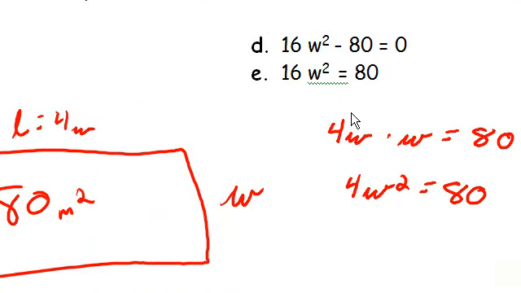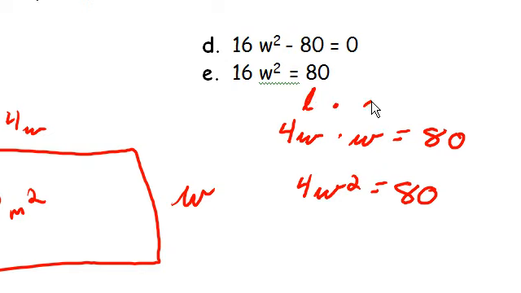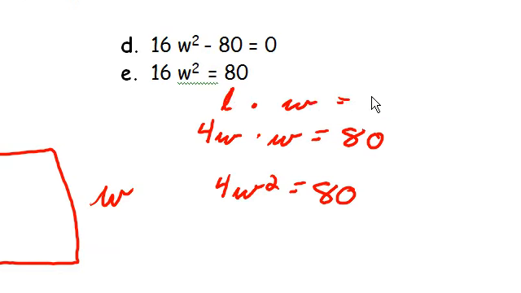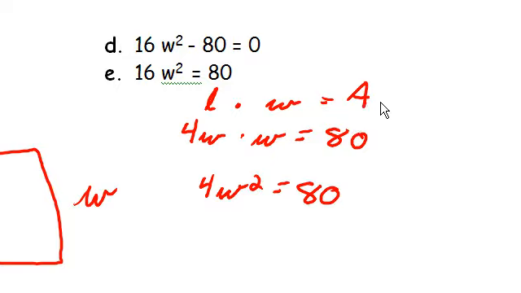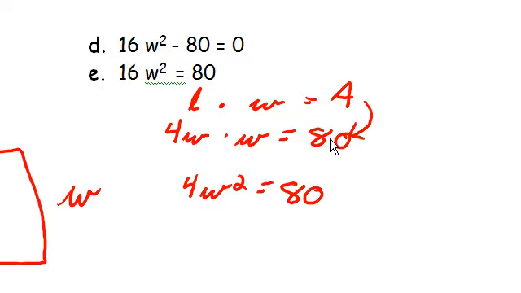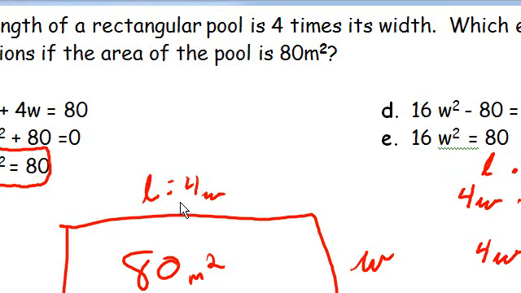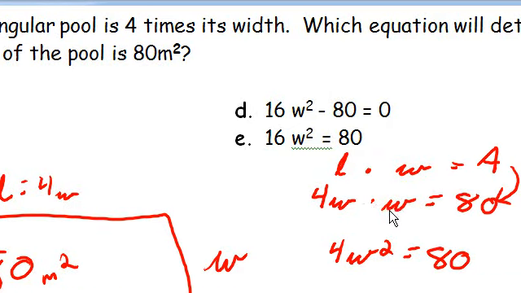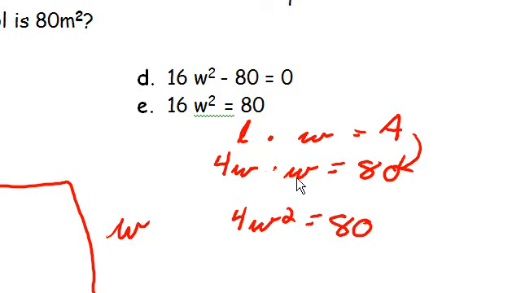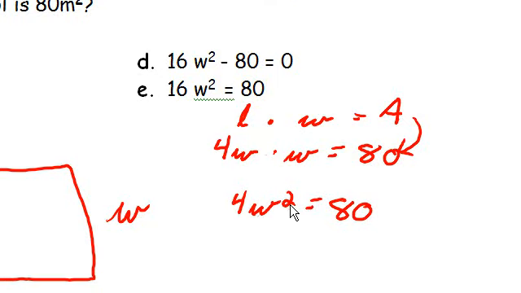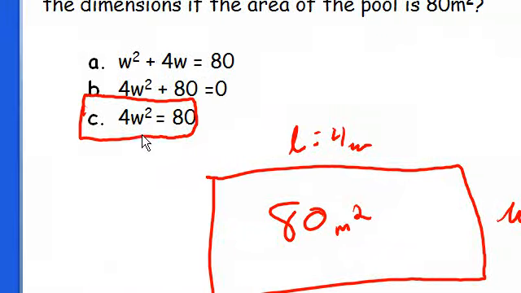This was our length, this was our width, and we knew that length times width equaled our area, and our area was 80 square meters. So I just substituted because it told us our length was 4W. So 4W times W is 80. 4W times W is W squared. So 4W squared equals 80, and that matches C.